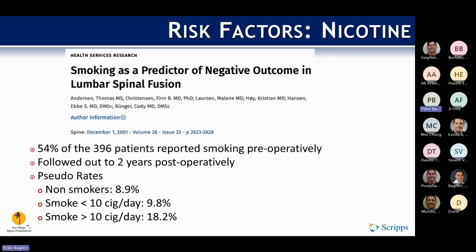This was another interesting paper. The Glassman paper that I just mentioned did not really show a difference in the amount of cigarette use in terms of number of cigarettes, but this paper did. This was a 2001 paper that looked at 54% of 396 patients who were smoking preoperatively, and they followed these patients out to 2 years. And they noted that there was about a 2 times increased risk in patients who smoked more than 10 cigarettes a day, versus those who smoked less than 10 cigarettes a day, who were closer to the non-smoker group.